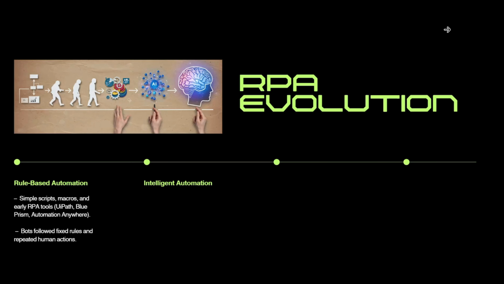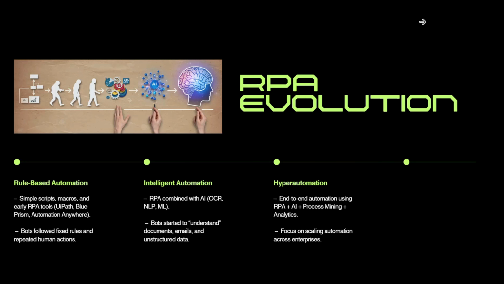Then came AI integration, that is intelligent automation. We added computer vision, document understanding, NLP, and machine learning models. So traditional RPA became intelligent automation. Bots started to understand documents, emails, and unstructured data. After that, RPA evolved into hyperautomation, where end-to-end automation using RPA plus AI plus process mining and analytics started, focusing on scaling automation across the enterprise using more AI tools.